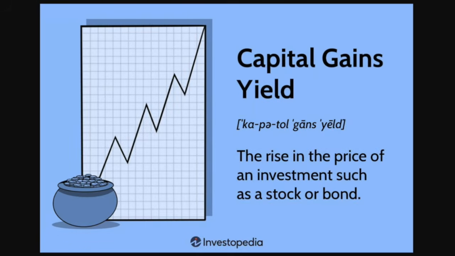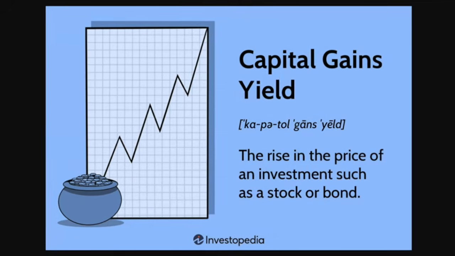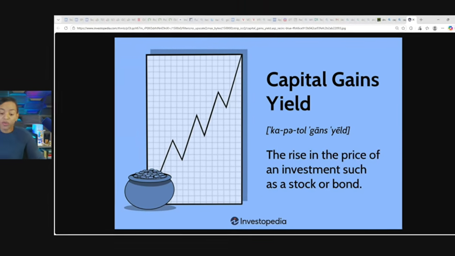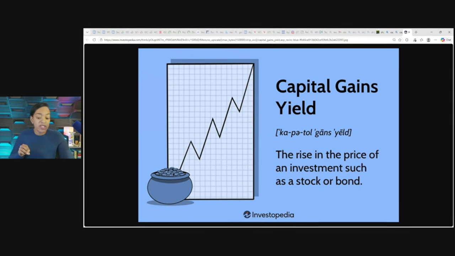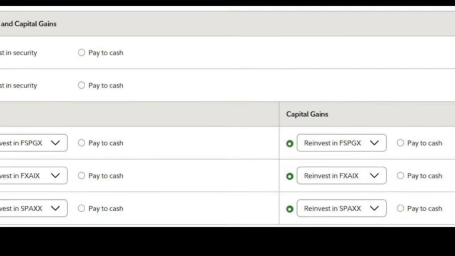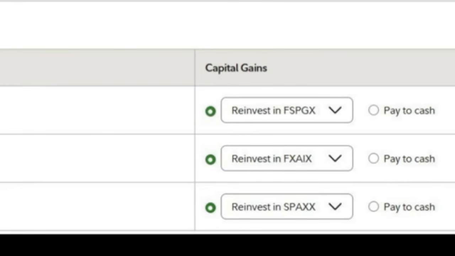So along with dividends, some investments also pay capital gains, which are profits from your investment. With ETFs and funds, they can distribute those gains to you, similar to dividends. And just like a dividend, you can choose to reinvest them or take them in cash. So you saw that on some of my funds like FXAIX.